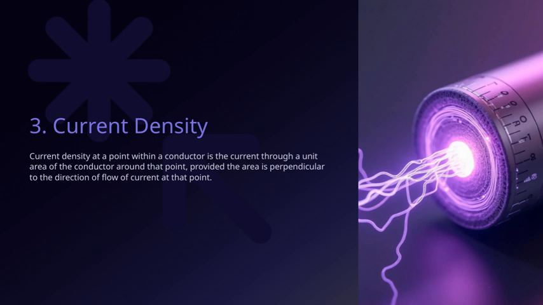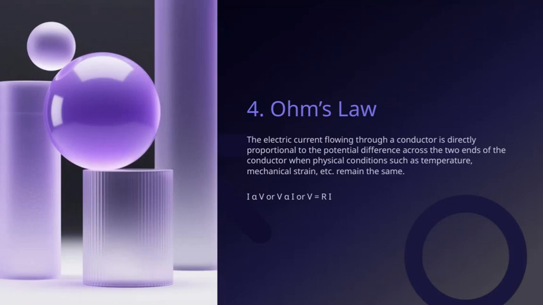So, in essence, current density provides a detailed view of current flow, which is crucial when analyzing electrical behavior in different materials and geometries. It connects directly to overall conduction and helps us understand how current varies within a conductor. Let's take a closer look at this fundamental concept.